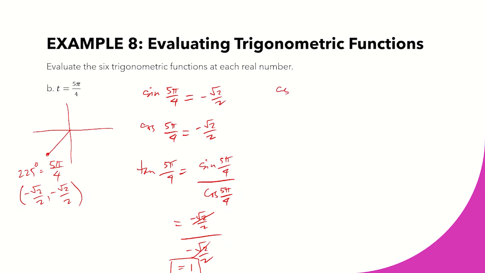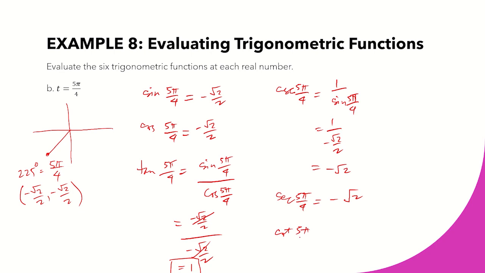For cosecant, that's 1 over sine. So 1 over negative square root of 2 over 2. So if you simplify that using calcu, you will end up with an answer which is negative square root of 2. And then for secant, that's negative square root of 2. And then yung cotangent natin is 1 as well.